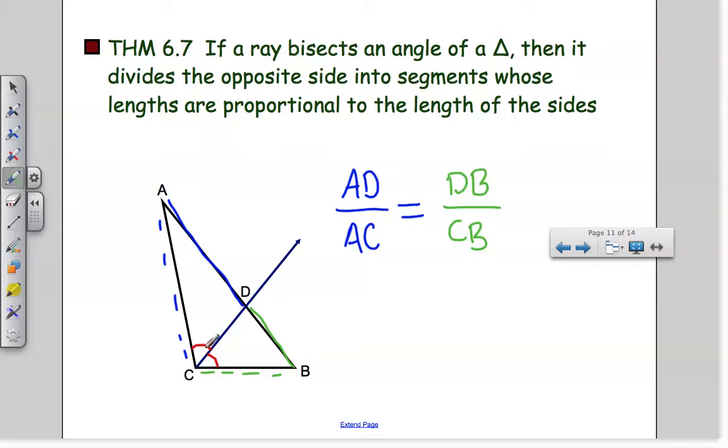So it's kind of neat. If you have an angle bisector, which I do here because these angles are congruent, I look at the portion from the angle bisector back to the vertex, compare it to its side, and that's the same ratio as the other portion from the angle bisector to the vertex compared to its side. So two more proportionality theorems today. Let's practice them.